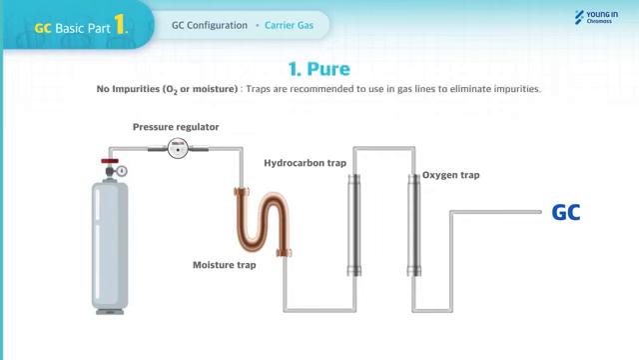First, carrier gas should be pure. Pure carrier gas means there are no impurities in it. To keep the purity of carrier gas, traps are recommended to use in gas lines for the removal of impurities such as moisture, hydrocarbon, and oxygen. Carrier gas must have a high purity standard of not less than 99.9995%.